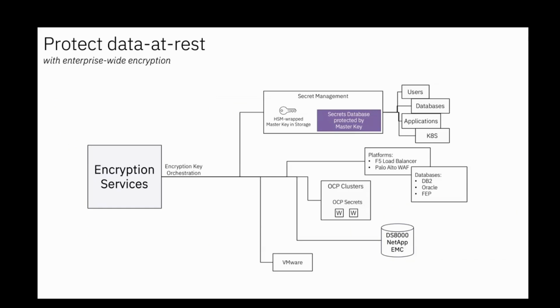It could be in OpenShift clusters, it could be in databases, it could be in load balancers or Kubernetes clusters, VMware, storage subsystems. All these things need some kind of encryption capabilities, and we are talking about encryption services being provided with encryption key orchestration as the primary function for these encryption services to protect all the systems that comprise the whole enterprise. When you're talking about the reputation of the enterprise itself, everything needs to be protected. So that's the data at rest.